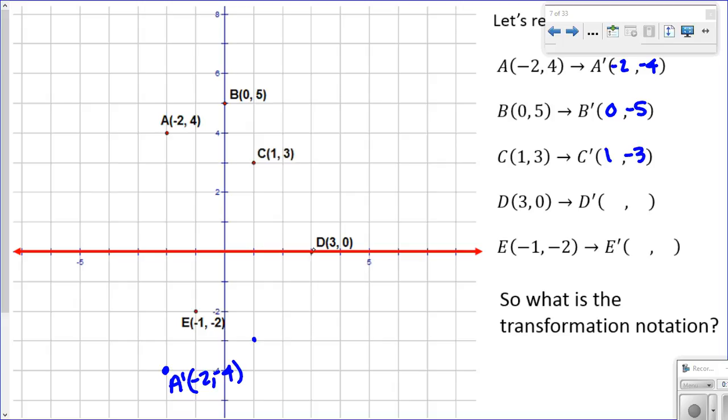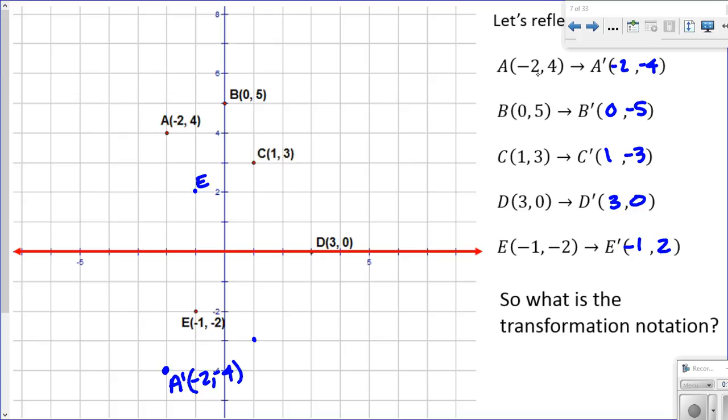D is on the line, so it's not going to go up or down, so it just stays the same. And then E is 2 below the line, so then it has to be on the other side, 2 above it. So there's where E prime would be, at -1, 2. So what do you notice the pattern is here? What's happening from A to A prime, B to B prime, C to C prime? Well, hopefully you're saying that you notice that all of the x's have stayed the same, but the y's have all changed to their opposite.